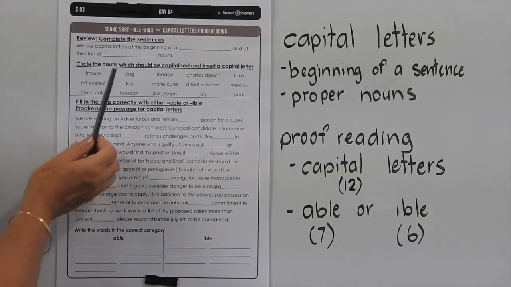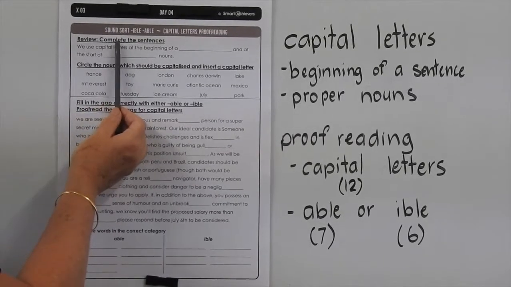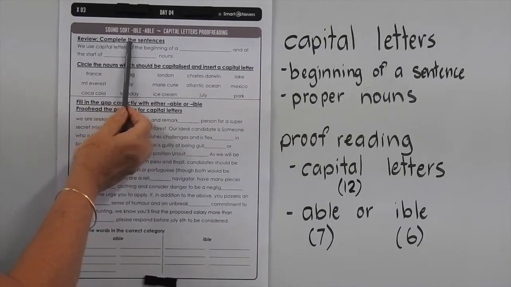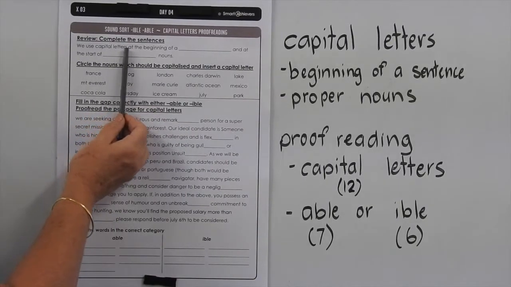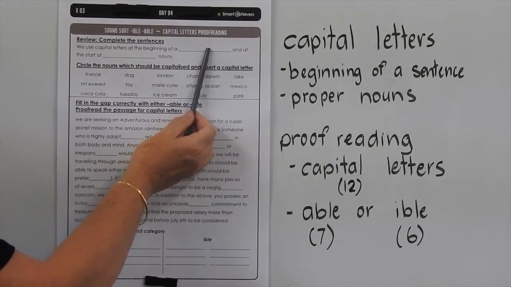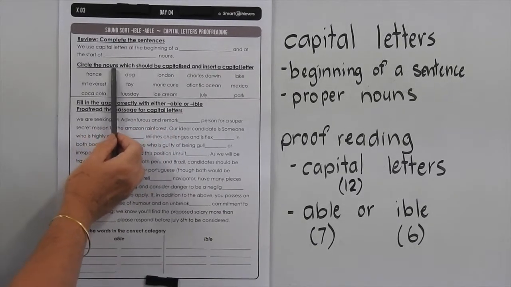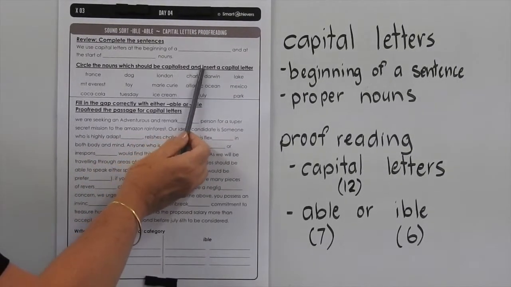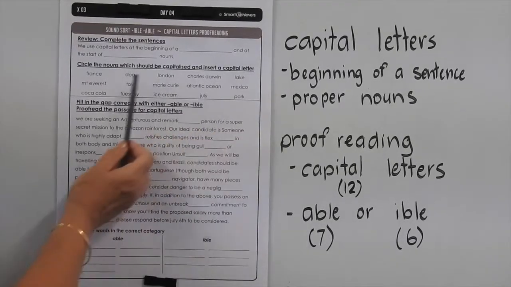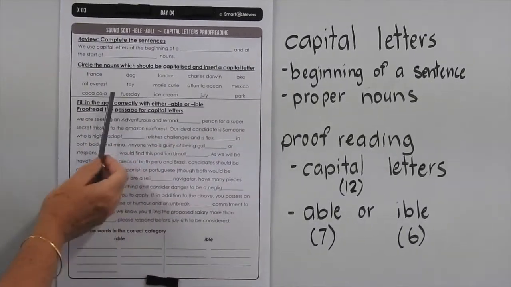On today's activity, we're doing a review of capital letters. So complete the sentences. We use capital letters at the beginning of a sentence and at the start of proper nouns. So circle the nouns which should be capitalised and insert the capital letter as well. So there's quite a few there for you to work through.